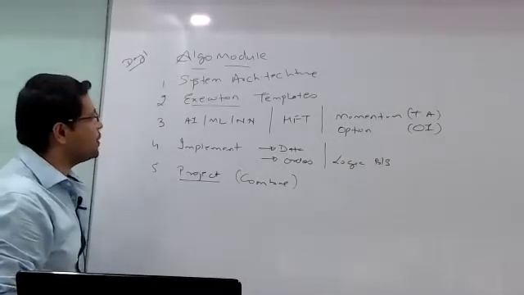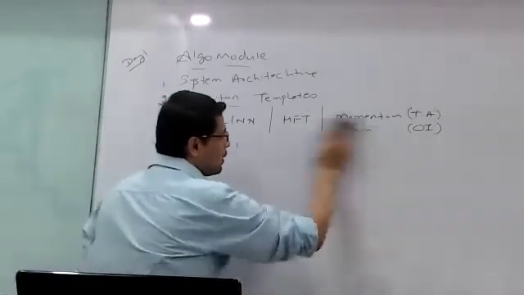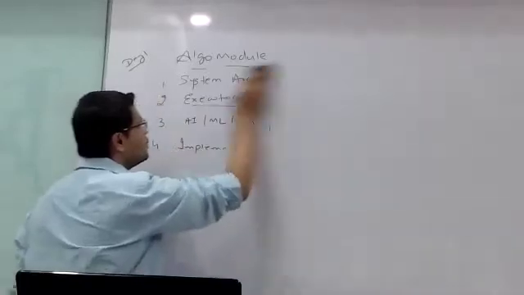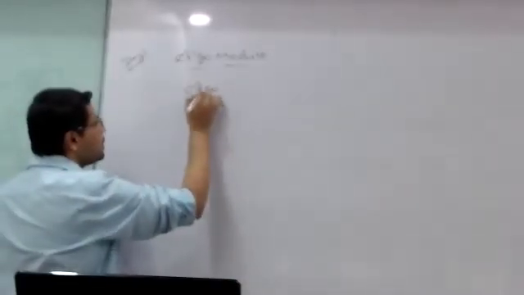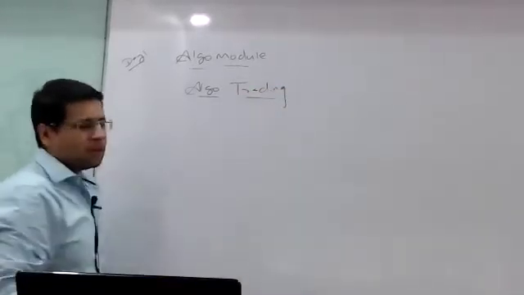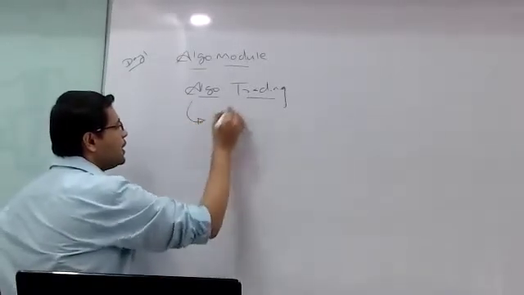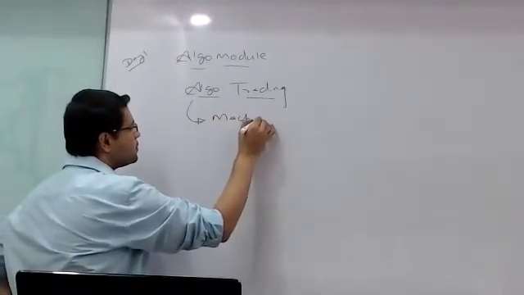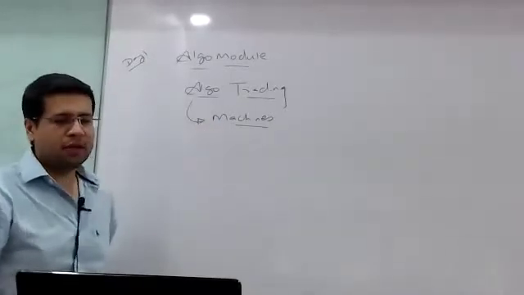So let's start with the first part, the system or the architecture of algo, which is being heard a lot nowadays. Before you go into system and architecture, let us understand what algo or algo trading is. In a simple logical sense, algo trading is nothing but trading done by machines, the trades which are taken by machines.